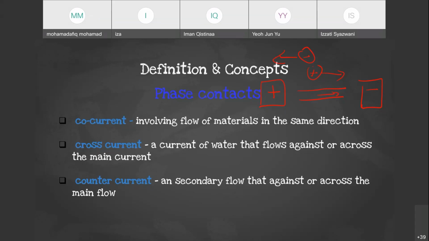Okay, and then counter current, a secondary flow that goes against or across the main flow. Let's say you have different phases in your mobile phase. Here is the main flow, and then you have a different buffer from this particular container. So it moves against the main current. So we call that the counter current. So far, is that okay for the explanation of co-current, cross current, and counter current?